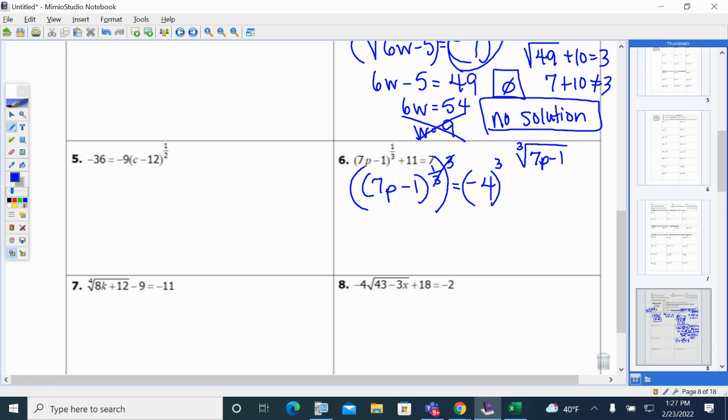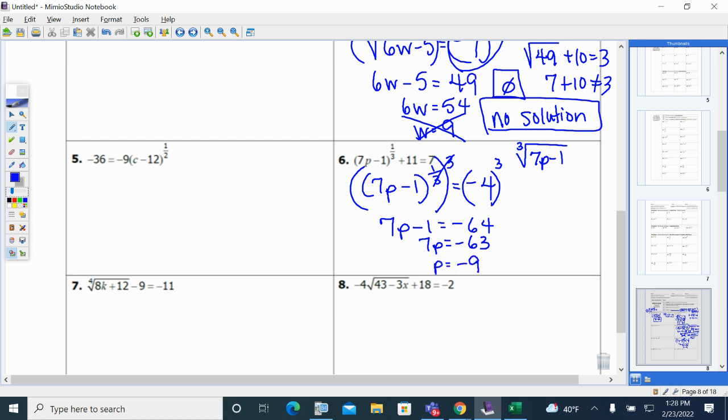And what that does is it gets rid of that exponent. And we have left just the 7p minus 1. And then negative 4 to the 3rd power is negative 64. And then I'm going to finish solving it, add the 1, and we get negative 63. And divide by 7, and we get p equals negative 9.